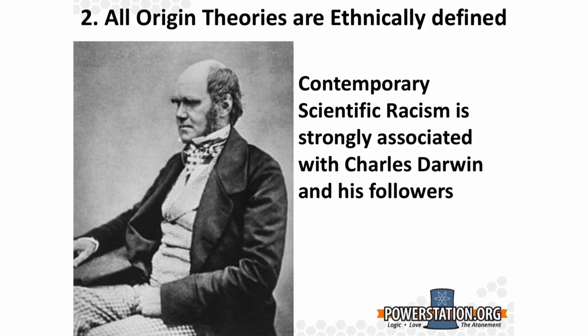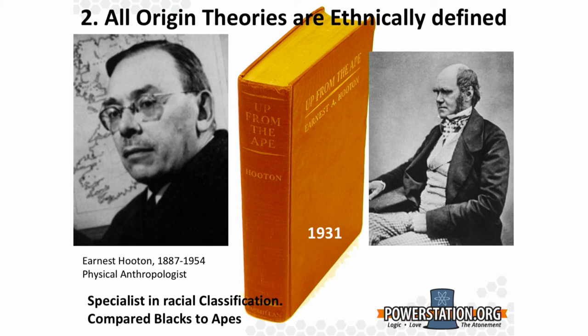Contemporary scientific racism is strongly associated with Charles Darwin and his followers. It did not end in the 19th century, I want to assure you of that. Ernest Hooton, Harvard anthropologist, a specialist in racial classification, based his work on Charles Darwin, and he compared blacks to apes.